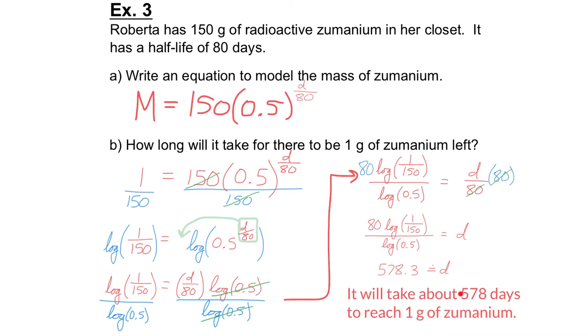Long story short, it's about 578 days. So you can compare your solution with mine. If you made a mistake somewhere, hopefully you can find it. I'll quickly go through what I did. I started by just dividing both sides by 150. So I had 1 over 150 equals 0.5 to the exponent d over 80. Took the log of both sides, moved the exponent down, so then I ended up with this line. To get d by itself, I had to divide both sides by log of 0.5 and multiply both sides by 80. So I ended up with d is equal to 80 multiplied by the log of 1/150th divided by the log of 0.5. If you do that correctly in your calculator, you should get about 578 days.